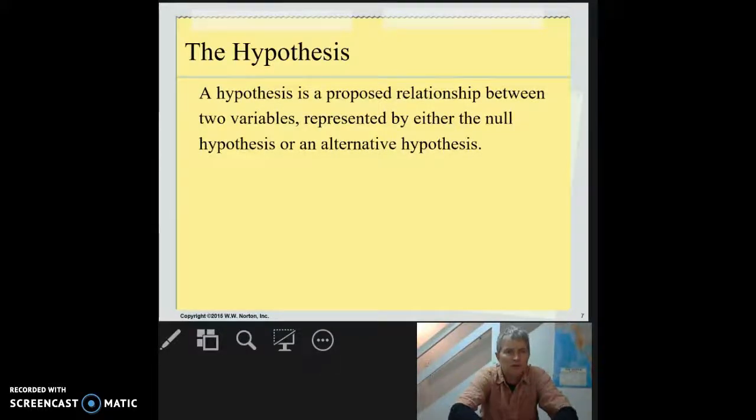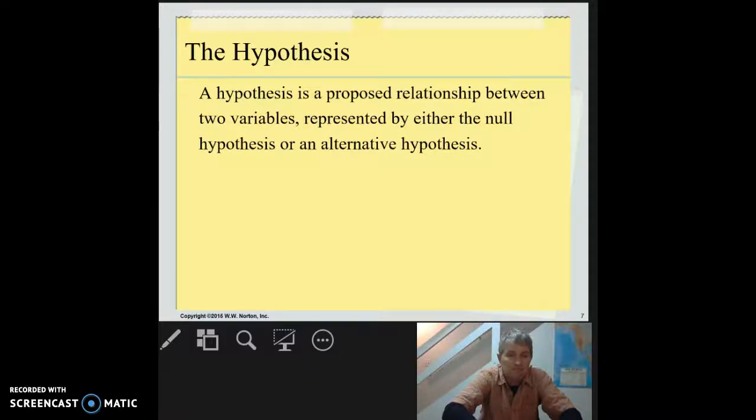So, that brings us to the hypothesis. When you think of hypothesis, I'm guessing you think of a question. But a hypothesis actually is not a question. The research question, that's the question. The hypothesis is something that you go out to actually prove or disprove. So it's a statement. And it's a statement about a proposed relationship between two variables, represented by either the null hypothesis or an alternative hypothesis.